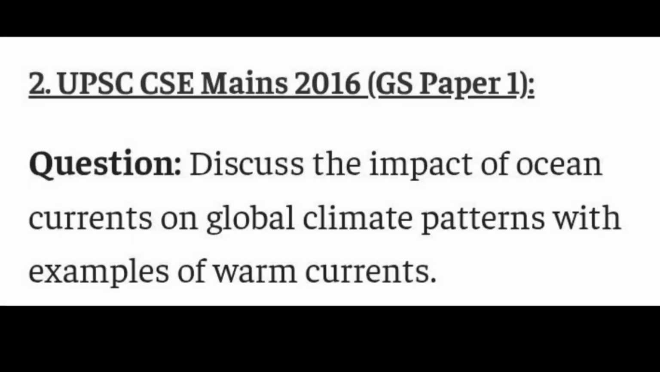And one mains question also, that was asked in the UPSC CSE mains 2016 in GS Paper 1. The question is: discuss the impact of ocean currents on global climate patterns with examples of warm currents.